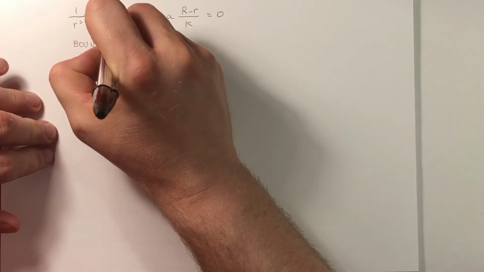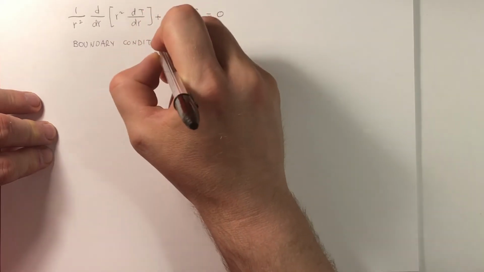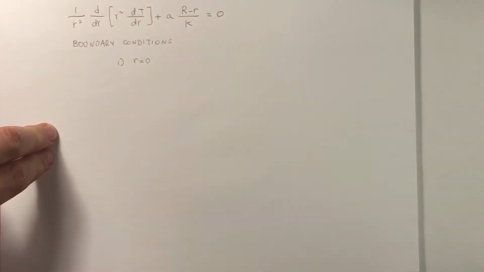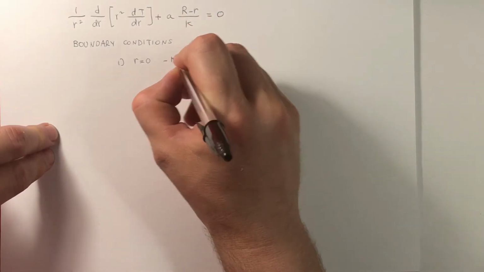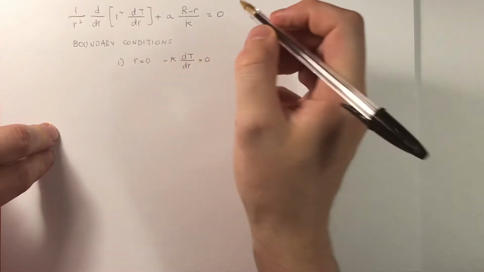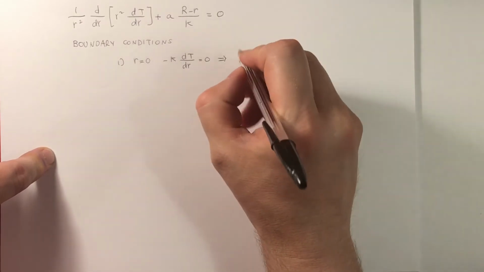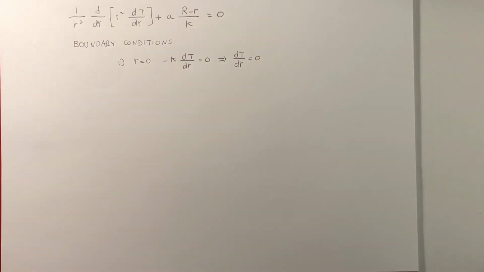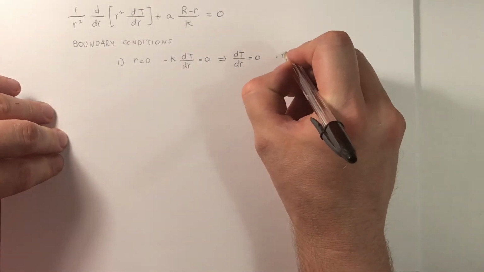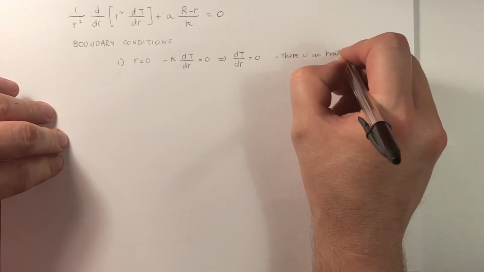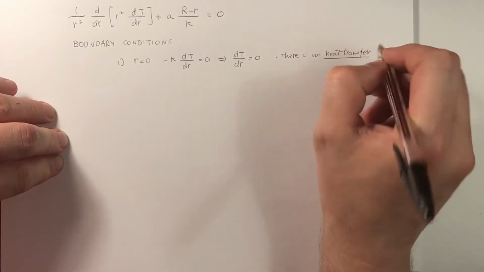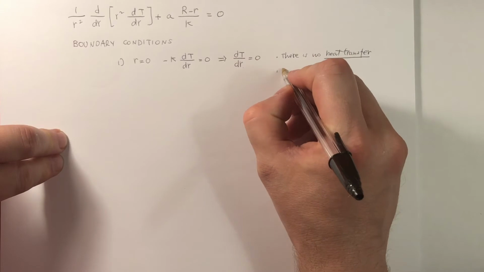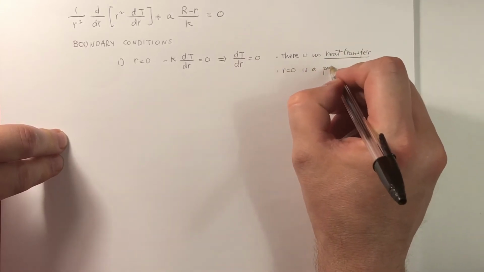So the first boundary condition is at r equal 0. So this is the center of the sphere, and the boundary condition is minus K dT/dr equals 0. So this means that at r equals 0, the center of the sphere, dT/dr is 0. So there is no gradient of temperature right in the middle of the sphere. This is because there's no heat transfer in the middle of the sphere. So thanks to Fourier's law of conduction, we see that also the gradient is 0. And we also note that r equals 0 is a point of symmetry.